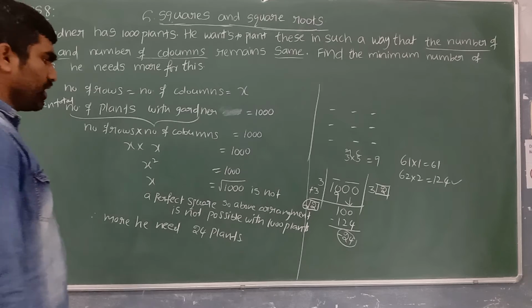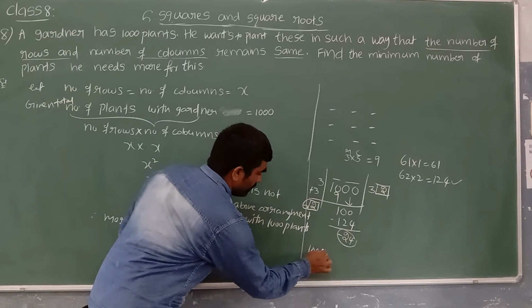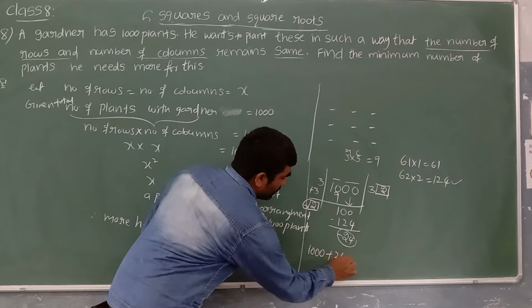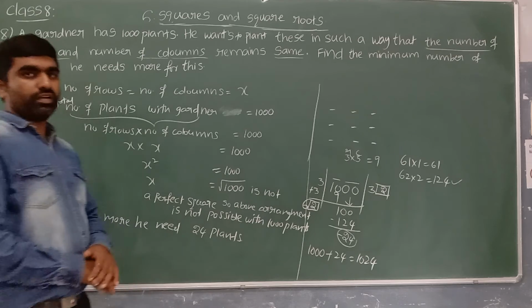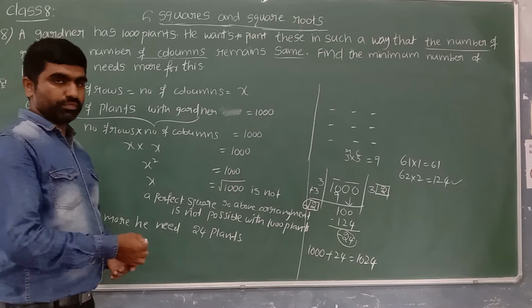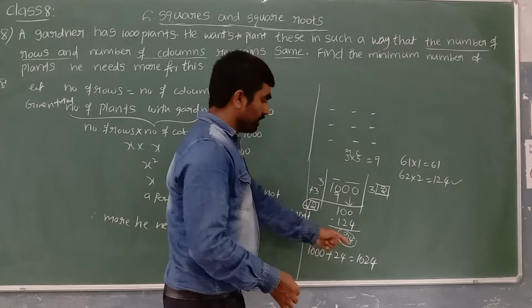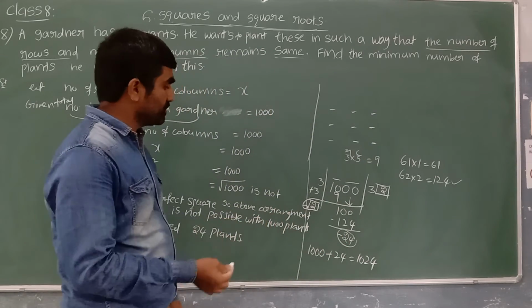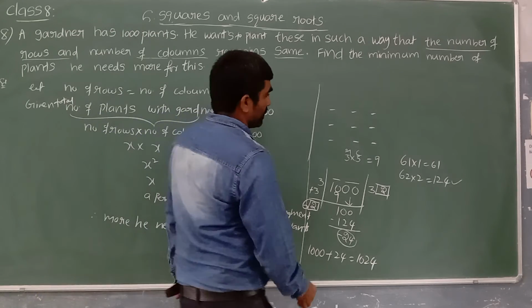You can go for verification. Presently he has 1000. If we get 24 more, it will become 1024. 1024 is a perfect square, so we can arrange them in this order, with rows and columns equal. Let us verify how many rows and how many columns we get. They are not asking this, we will just verify here.